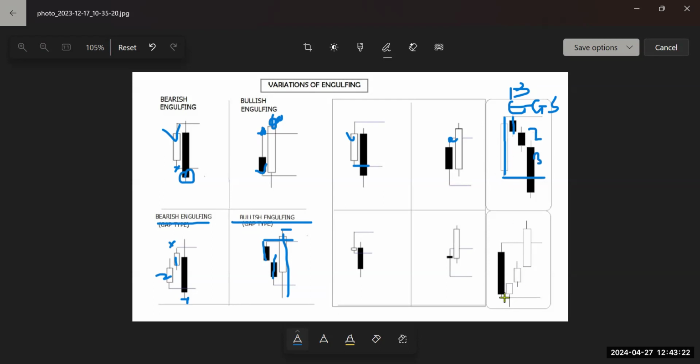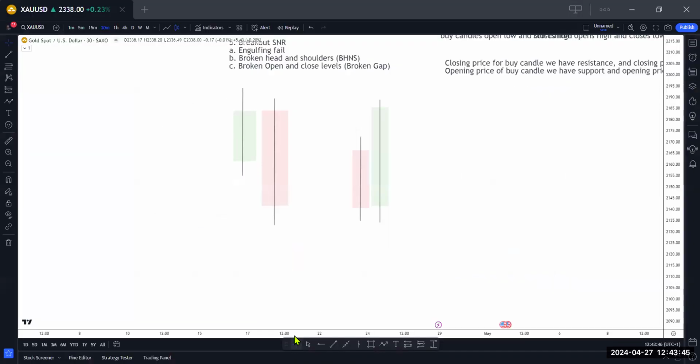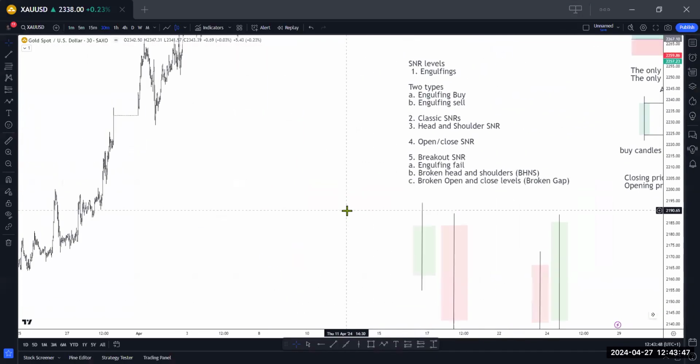For a bullish scenario, see, three bullish candles engulfed a single bearish candle, took the wick, right? Took the wick. So that is very important. Took the wick. Okay. Now let's see examples on the chart.